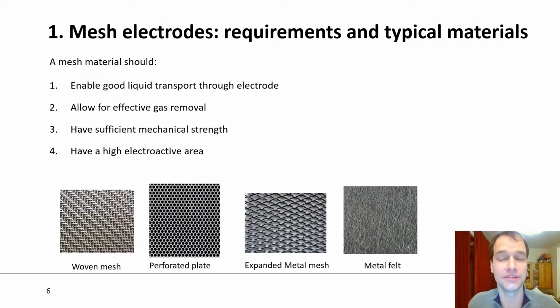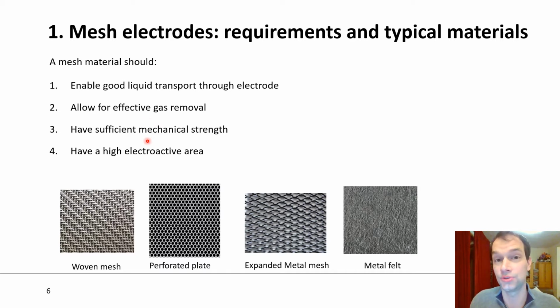Now, what are typical requirements and materials used for mesh electrodes? The requirements are listed here. The material should enable good liquid transport through the electrodes, because the reactants should still be able to reach the electrode material and also reach the membrane. So there should be good liquid transport. Then the material should allow for good gas removal. We want to avoid that any bubbles are trapped between the electrode and the membrane, because then they give a lot of extra resistance.